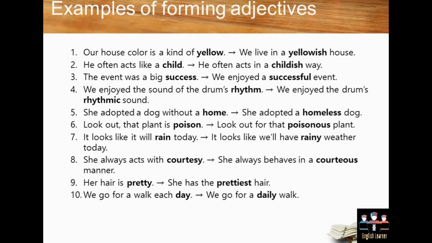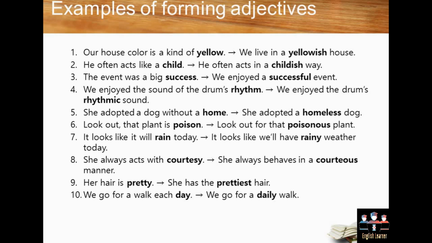Next, let us deal with the forming adjectives with respect to the sentences. How the sentences are going to transform by simply using of a noun or its adjective. Number 1. Our house color is a kind of yellow. We live in a yellowish house. In this example, yellow is transformed into an adjective by simply adding ish at the end of it.